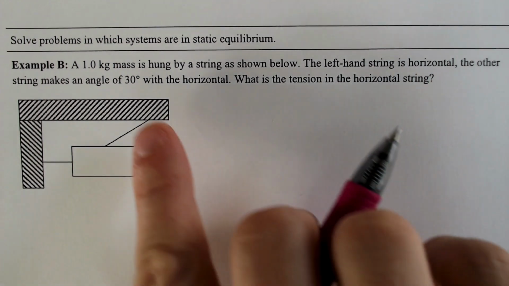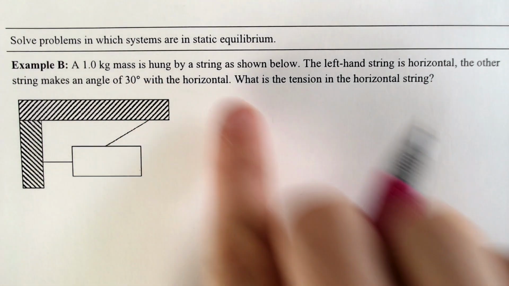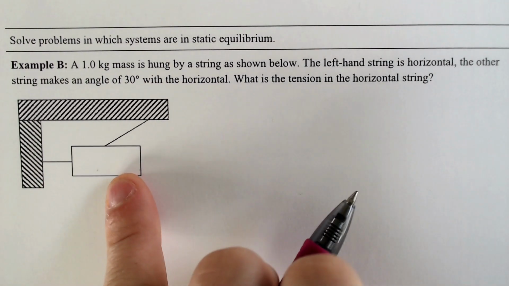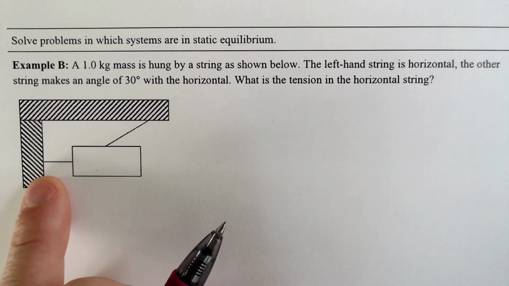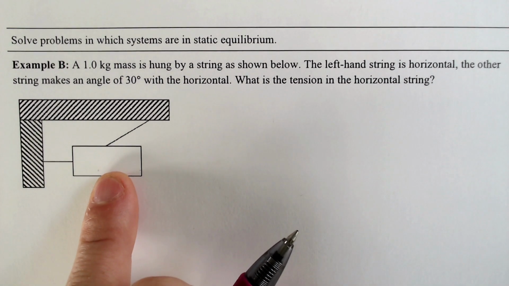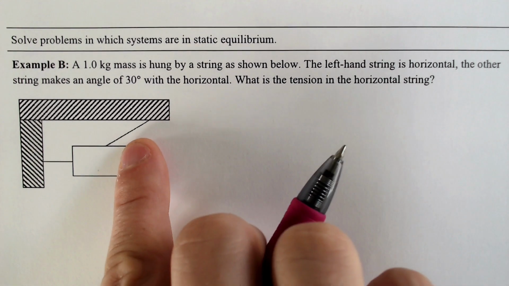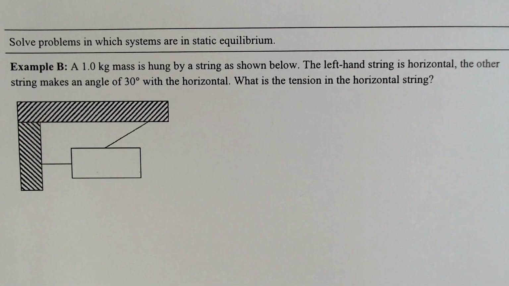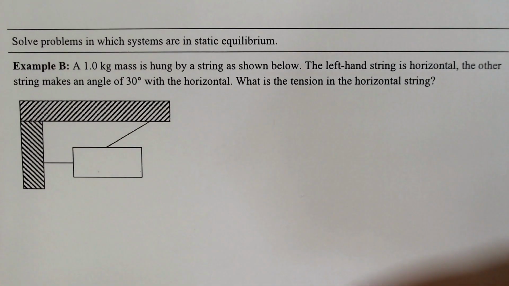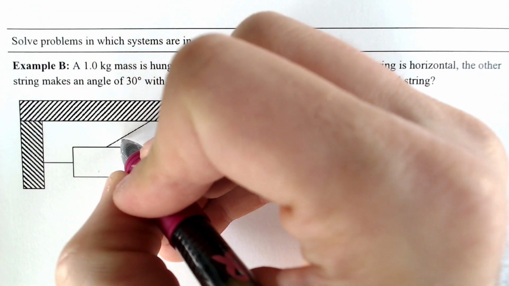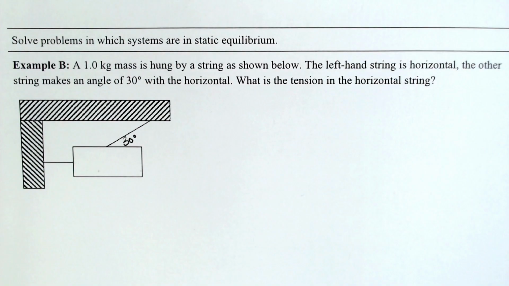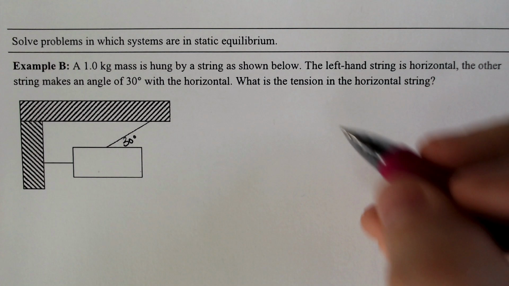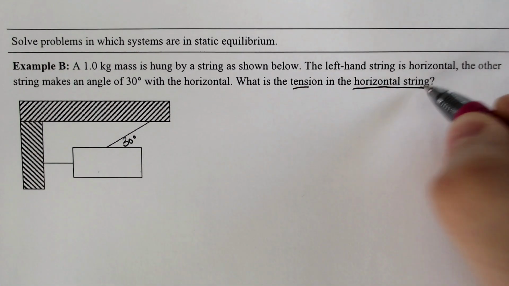Okay, so this first problem, we got a 1 kilogram mass that's being hung by a string as shown, and the first string makes kind of sense. It's being held horizontal. But the next string is being held at an angle. And all of this is being held perfectly still. It's not moving. We got an angle that is 30 degrees right here with the horizon. We want to know the tension of the horizontal string.